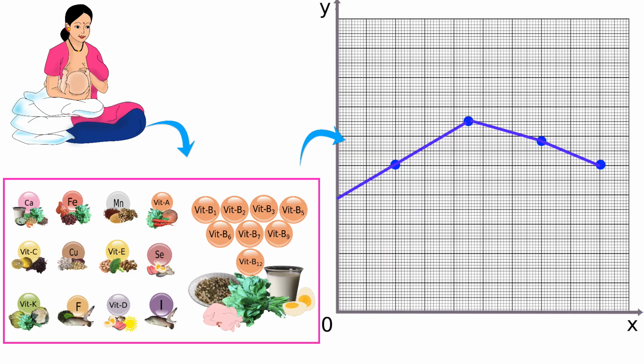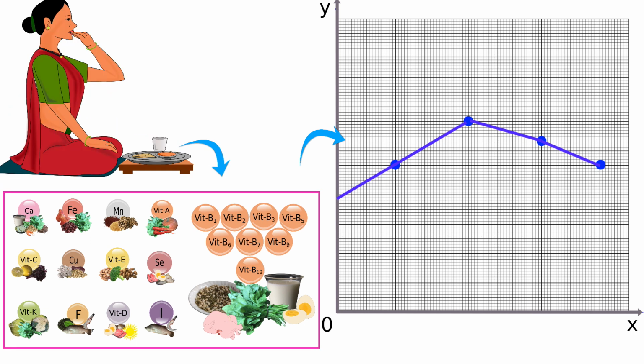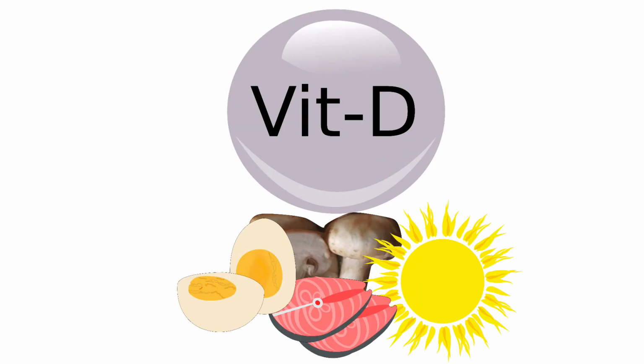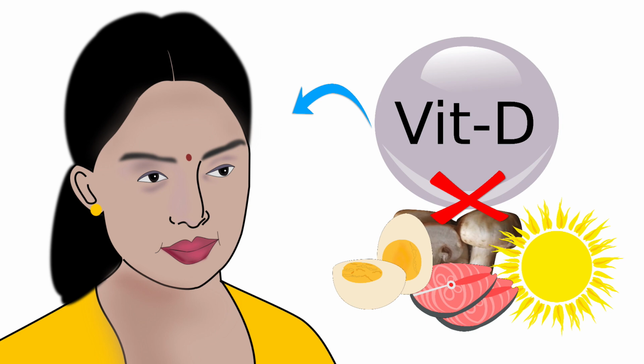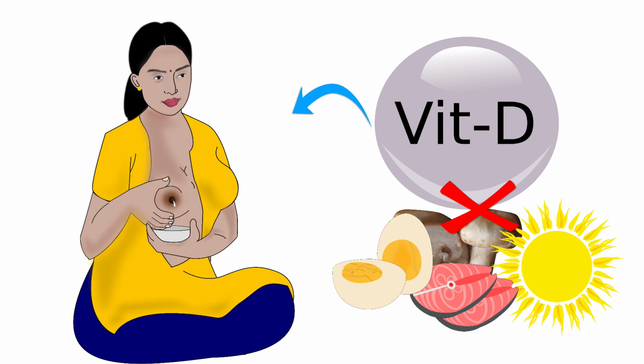By contrast, the quantity of type 1 nutrients in breast milk is not stable. It varies as per mother's self-nourishment. Let's take vitamin D as an example. Breast milk of a mother deficient in vitamin D has less amount of vitamin D.